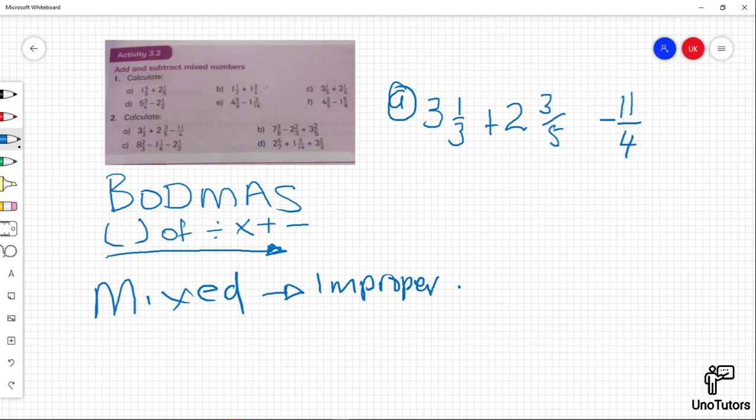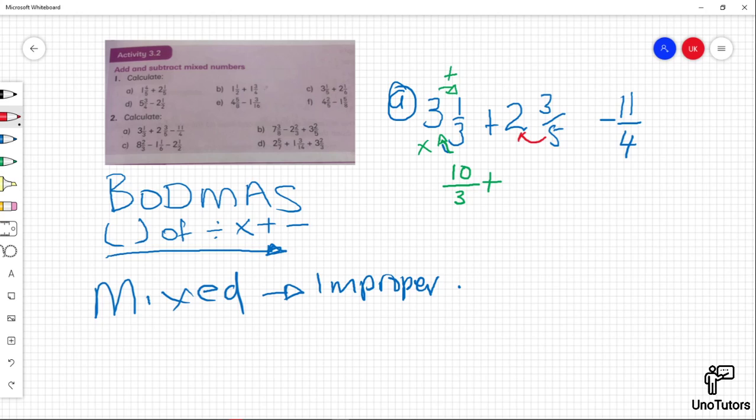The way you turn a mixed number into an improper fraction: when you are going this way, you multiply, and when you are going that way, you plus. You draw the line, the denominator, and to get the numerator you say 3 times 3, which is 9, plus 1 would be 10 over 3.